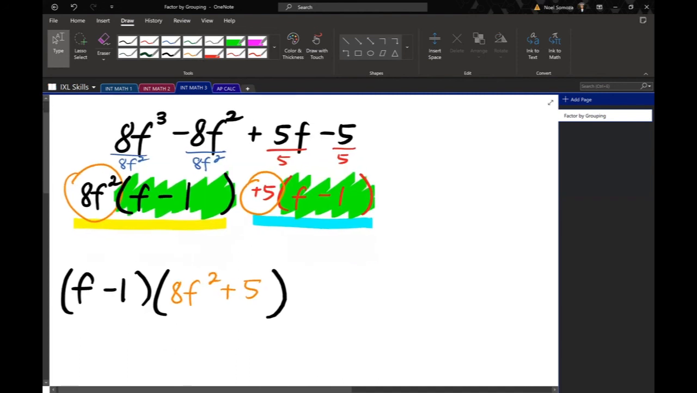So now what I have is a finalized factored expression, f minus 1 times 8f squared plus 5. And we're done.